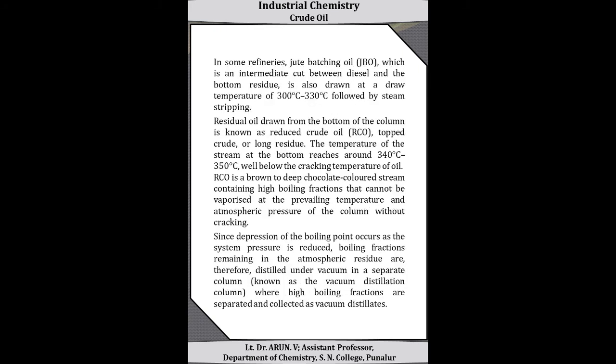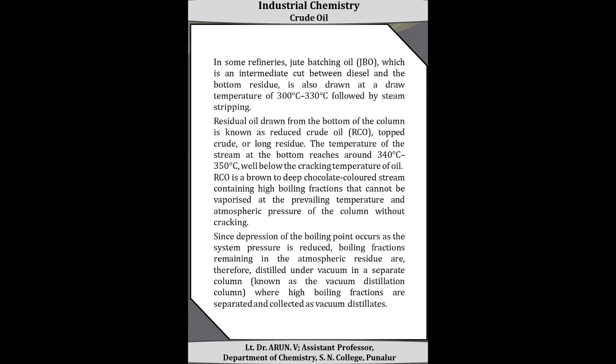In some refineries, jute batching oil, called JBO, which is an intermediate cut between the diesel and the bottom residue, is also drawn at a draw temperature in the range of 300 to 330 degrees centigrade, followed by steam stripping. The residual oil drawn from the bottom of the column is known as reduced crude oil, RCO, topped crude or long residue.